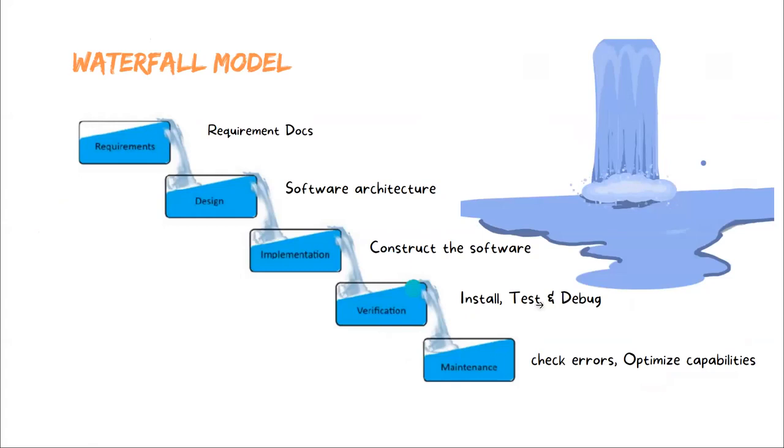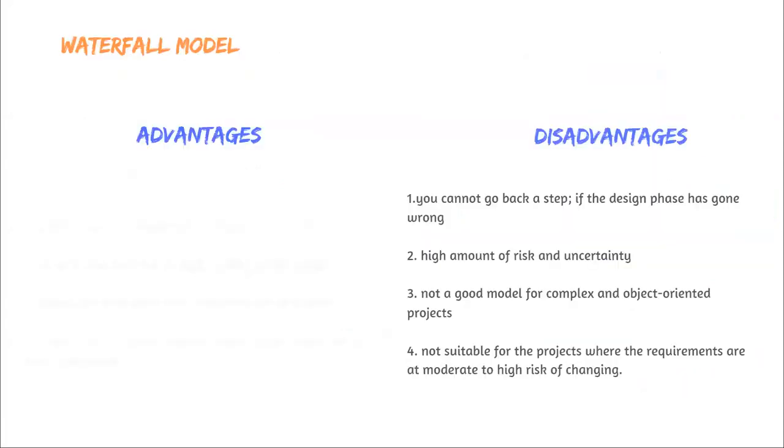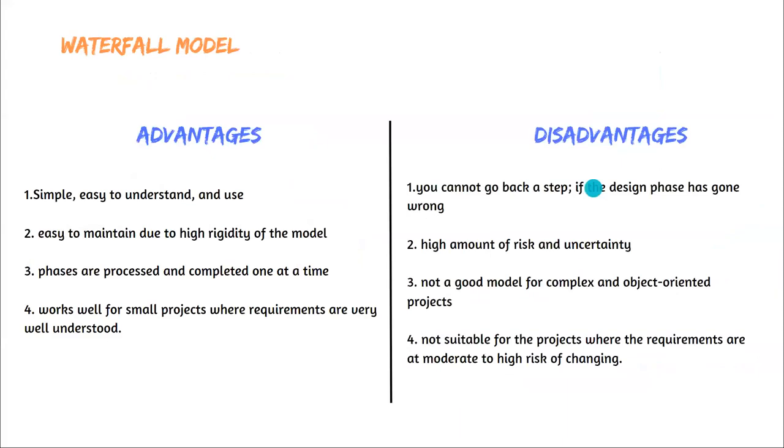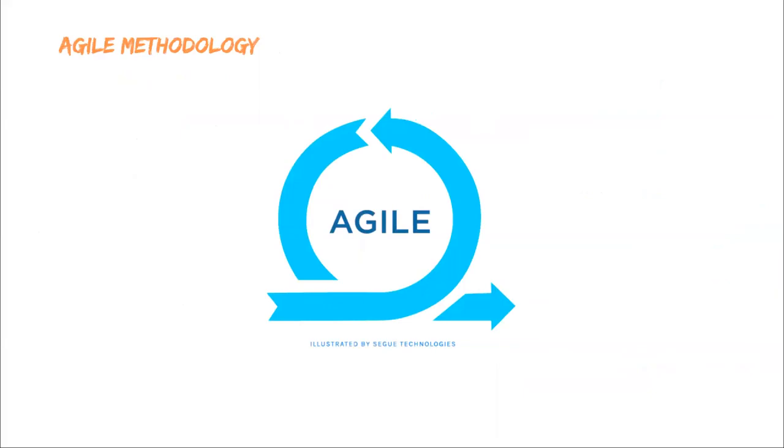Perfect. So what are the major disadvantages of the waterfall model? We cannot go back to a previous step, because if step number 2 has some mistake, can we proceed to step number 3? No. Then can we go back to the previous step? No. So due to this, there is a major disadvantage in the waterfall model. Next, the waterfall model fails in the market.